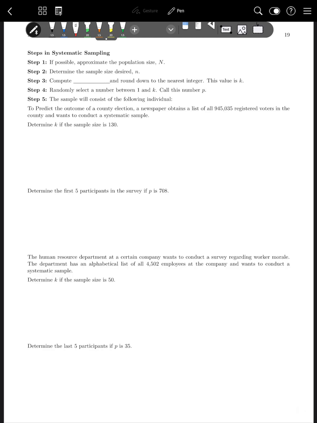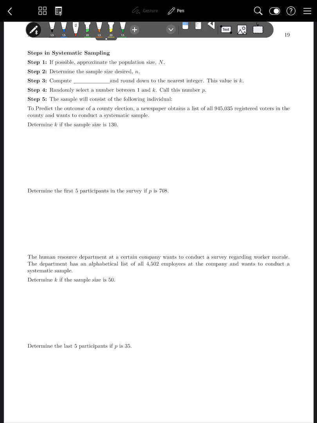Okay, the more complicated type of this to do. Cluster and stratified both are basically just making groups and then doing a simple random sample, which is something we've done. We did simple random sampling in the last section. With systematic, we get a slightly different type of sampling that we should definitely do some practice with.